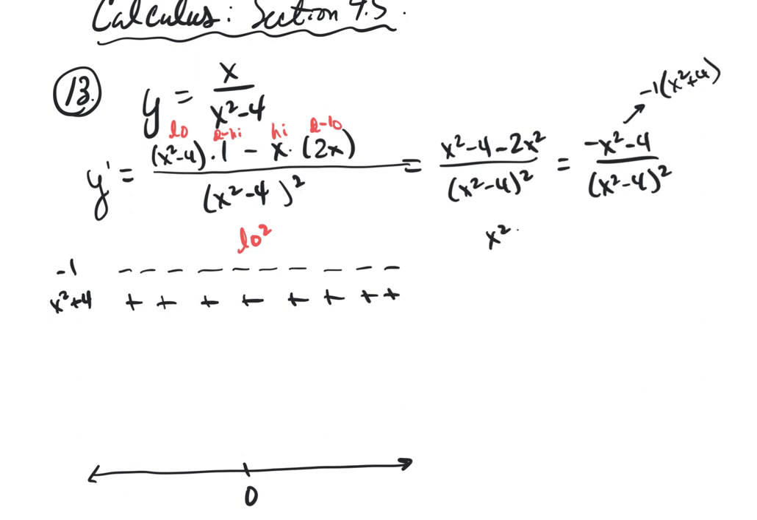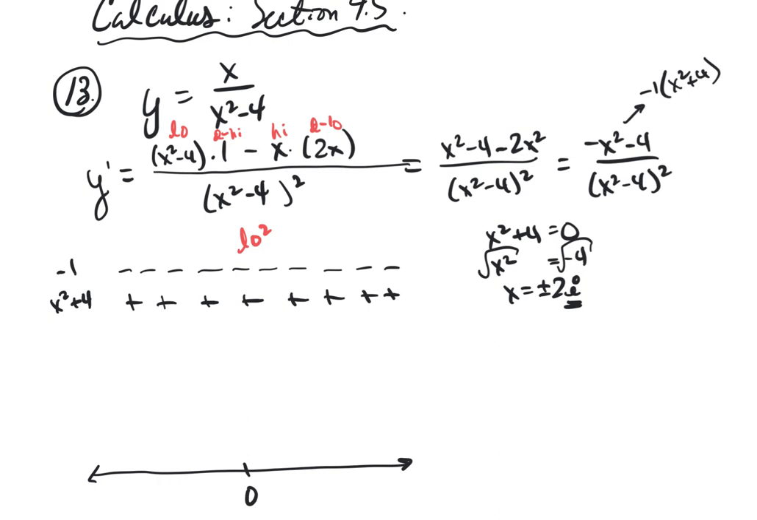X squared plus 4 is never going to be equal to 0. If you consider x squared plus 4 all by itself and try setting it equal to 0, when you move the 4 to the other side, you have to subtract. And then when you take the square root of both sides, you then get plus or minus 2i. Imaginary numbers we're not using, so you see that x squared plus 4 remains positive everywhere.